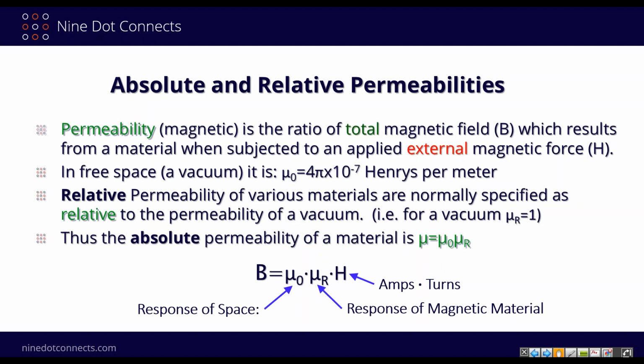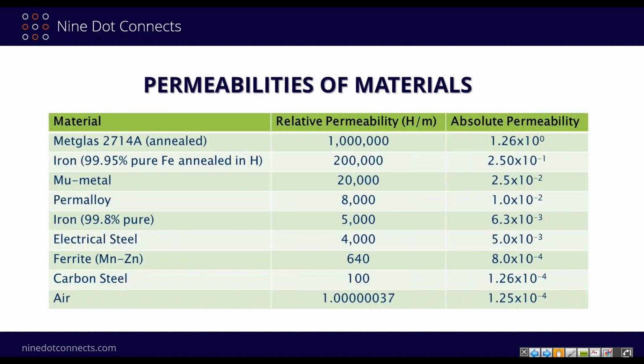So the B field is equal to the response of space, mu naught, times the response of a magnetic material, mu r, times how hard you're forcing them in ampere turns. Okay, so that's typically the formula for magnetic induction. What we want to do is find a material sometimes to get the inductance up. Maybe not too high, but to some level. Here's a table of various values.